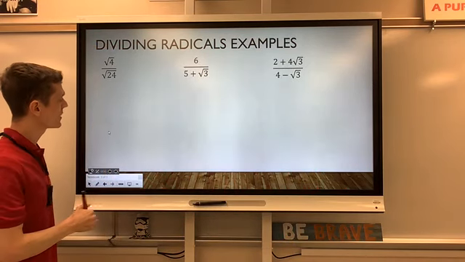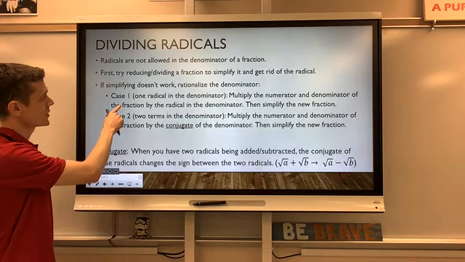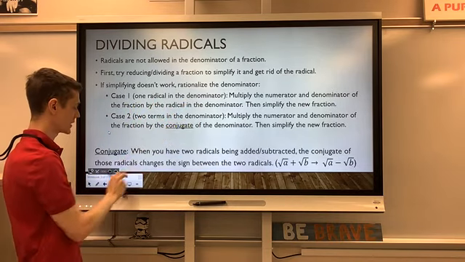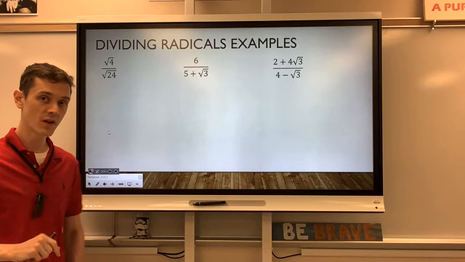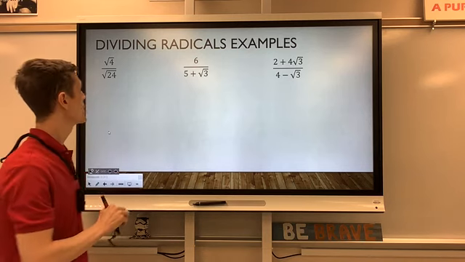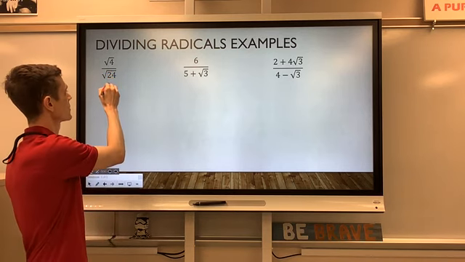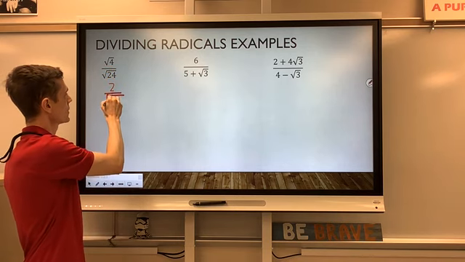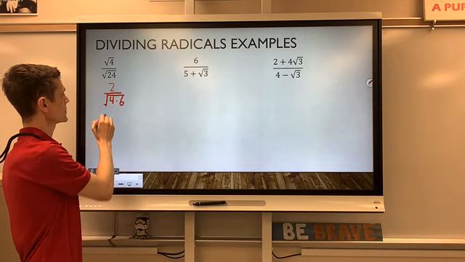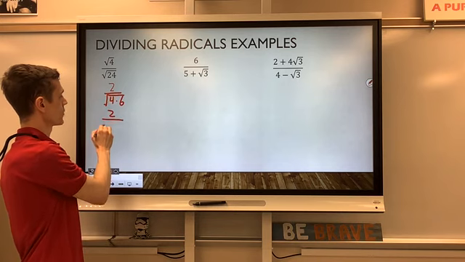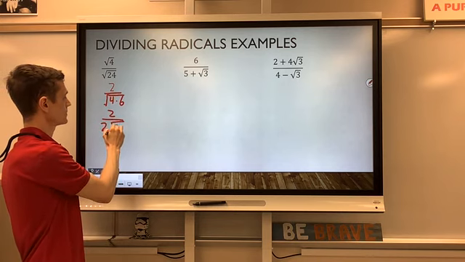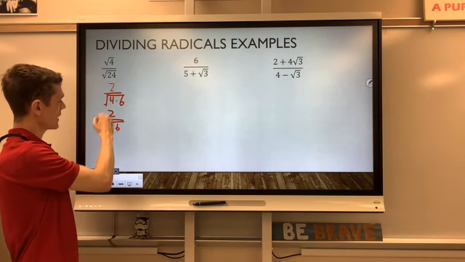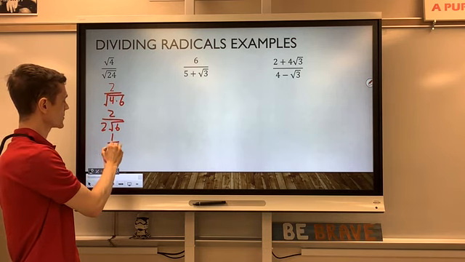Now first, we have the case where there's just a single term. So this is going to be case 1. There's one radical in the denominator. Now you may still want to simplify this as much as you can first, though. So square root of 4, for example, that's a perfect square. So that's just 2. And the square root of 24, well, that can be broken down as 4 times 6. And the square root of 4 is 2, so that comes out of the radical. If we cancel out the 2's, we just have 1 over root 6.